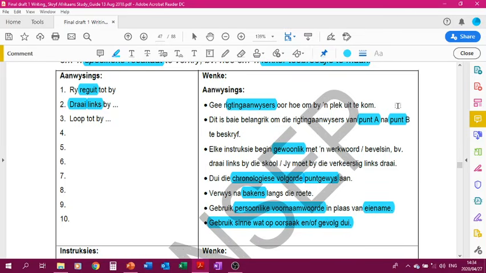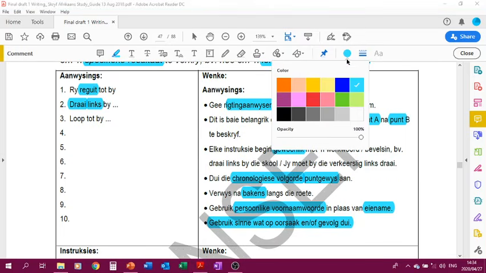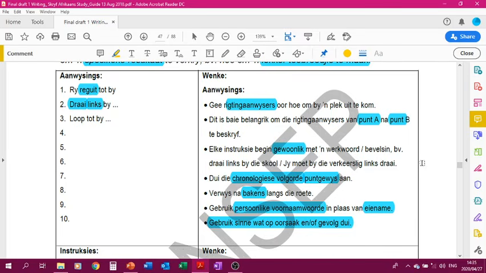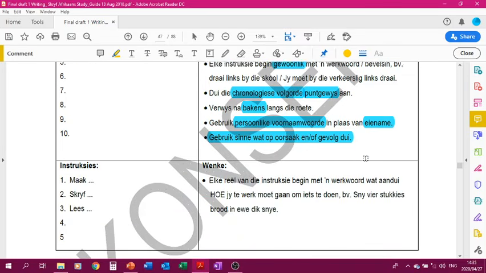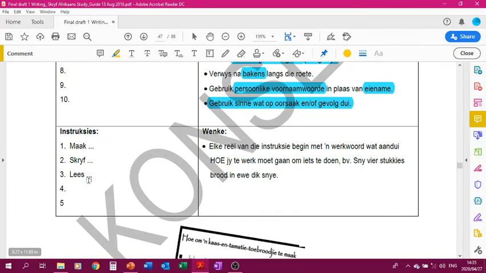So cause and effect. It's a nice way of making sure that people are on the right track, because if they've turned left and they don't see what you're saying they should be seeing, they know they're not where they're supposed to be. Goed, instruksies dan aan die ander kant, they say stuff like maak en skryf en lees.